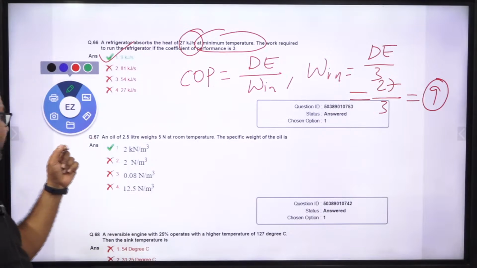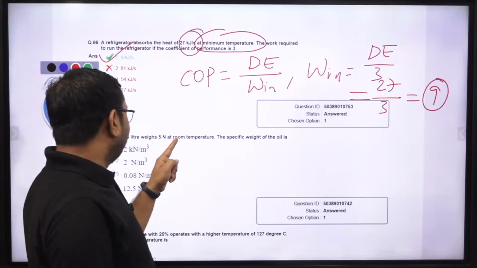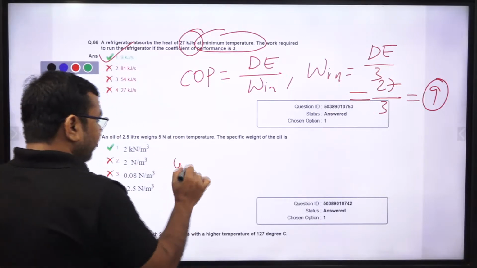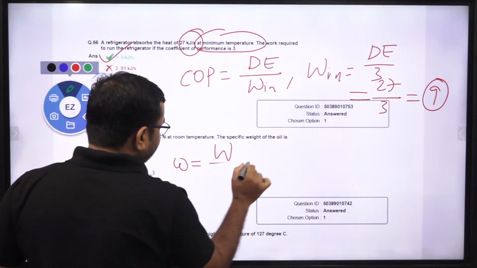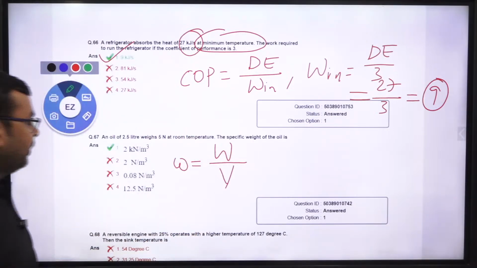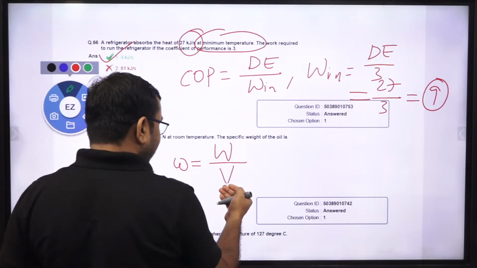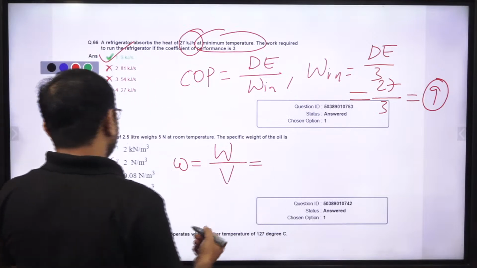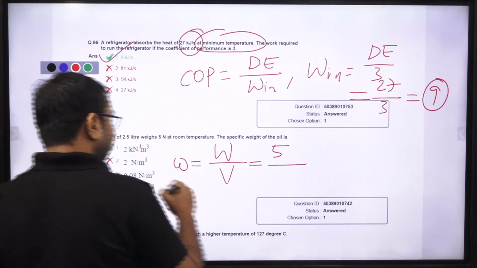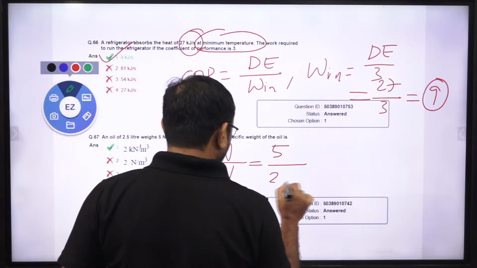And the second question, you can see an oil of 2.5 liter weighs 5 Newton at room temperature, the specific weight. So what is specific weight? That is small w, which is capital W by volume. Weight per unit volume is called specific weight. Yes or no? So weight is already given, that is 5 Newton. And what about the oil volume? That is 2.5 liter.